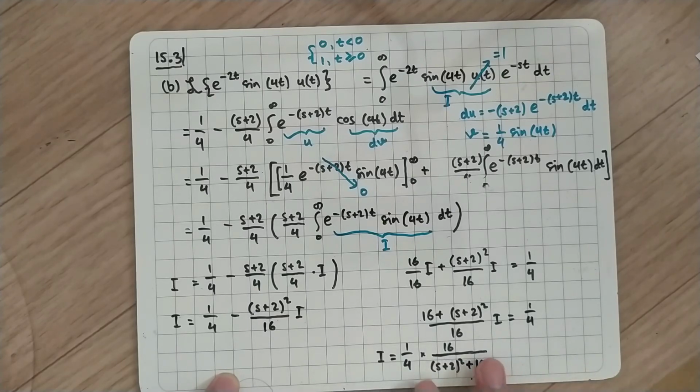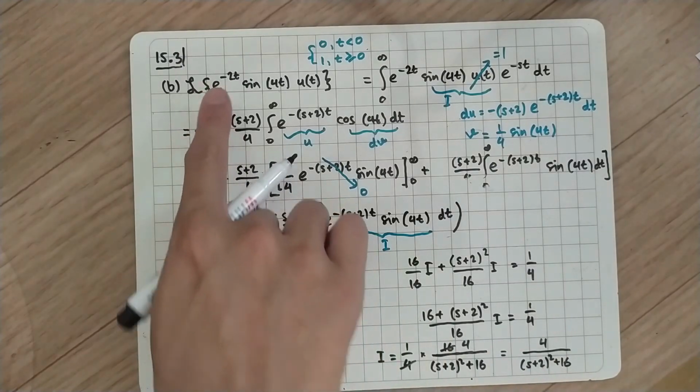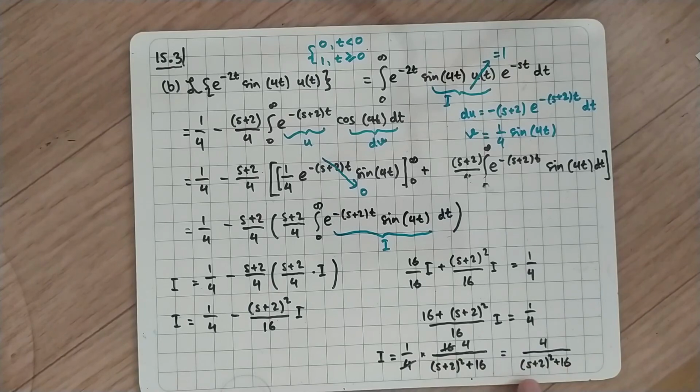We just exchange the a and b here, and this will cancel the 4. So we will have this equal to 4 divided by (s plus 2) squared plus 16, which is the same as we see from the table here. So the Laplace transform of this function is 4 divided by (s plus 2) squared plus 16.